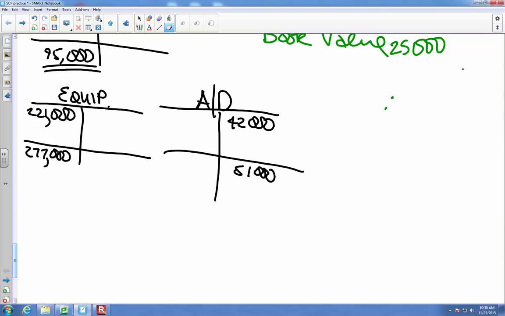I'll give you a hint. We've already looked at it in the operating section. I think it was 54, wasn't it? So is that 54,000 going to debit or credit AD? When you make your depreciation entry, what do you debit? Depreciation expense. What do you credit? AD. So I'm plugging in numbers here.